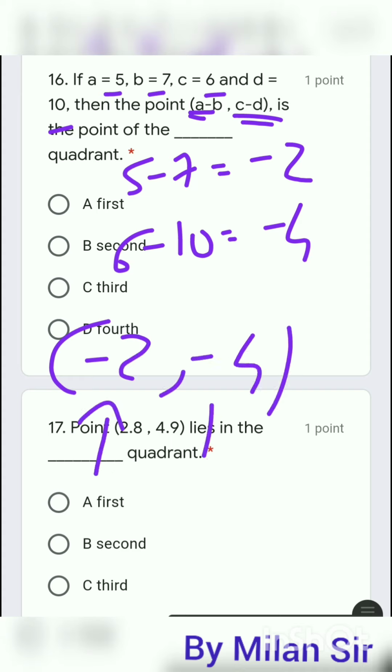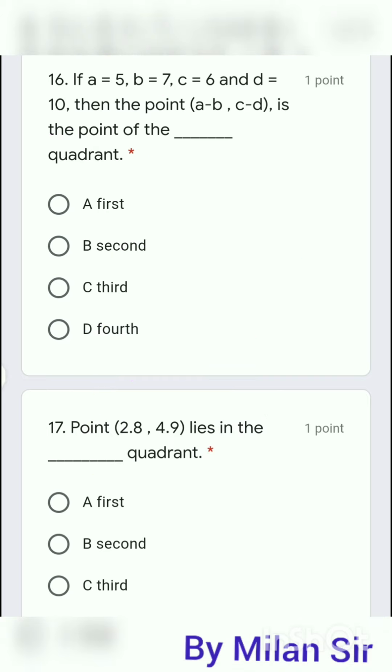That means both have negative sign, right? Both the coordinates have negative sign. This is the condition of third quadrant, because in third quadrant x and y both are negative, right? So here our answer is third quadrant. So option C is the correct answer.